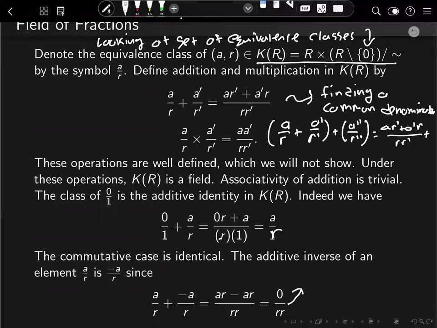So we have to remember, this is in the equivalence class 0 over 1. So there are many representatives: 0 over r for any element r, any non-zero element, is in this equivalence class. So here we've shown that when we add these together, we get an element in the equivalence class of 0 over 1, which is exactly what we wanted to show.